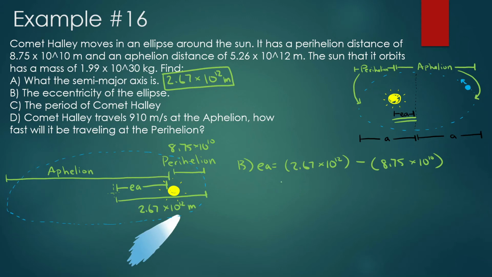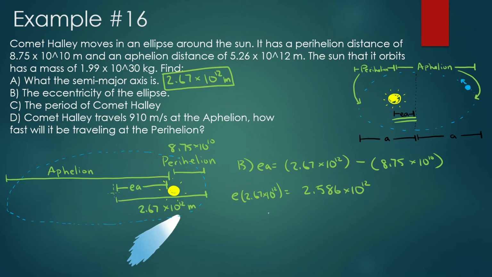And then what we get is EA is equal to, let me put this into my calculator, minus 8.75 times 10 to the power 10. We get this as 2.586 times 10 to the power of 12. And then I'm going to change this EA to be E, and then A being 2.67 times 10 to the power of 12. So I'm going to divide this by 2.67 times 10 to the power of 12.